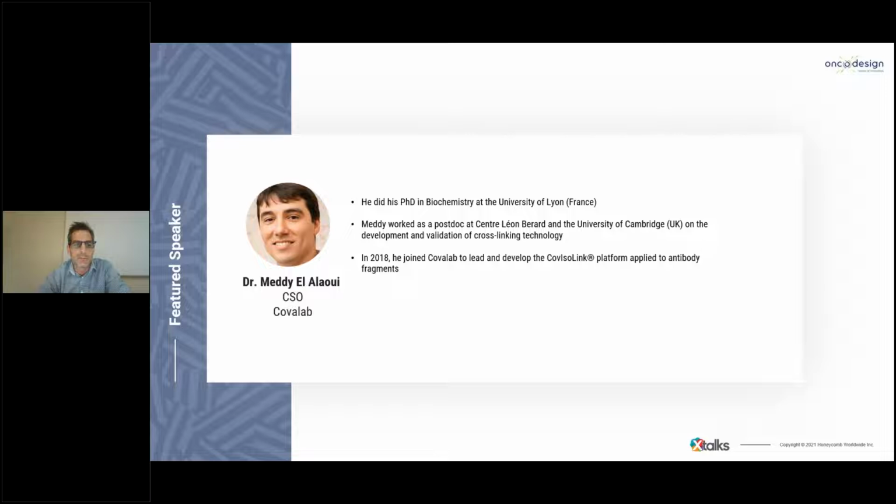We will start with different speakers, and I will introduce first Dr. Meddy Alaoui. He's the CSO of Covalab. He did his PhD in biochemistry at the University of Lyon. He worked as a postdoc at the Cancer Center in Lyon and the University of Cambridge on the development and validation of cross-linking technology. He has very good expertise in the bioconjugation field. In 2018, he joined Covalab to lead and develop the COVA platform applied to antibody fragments.